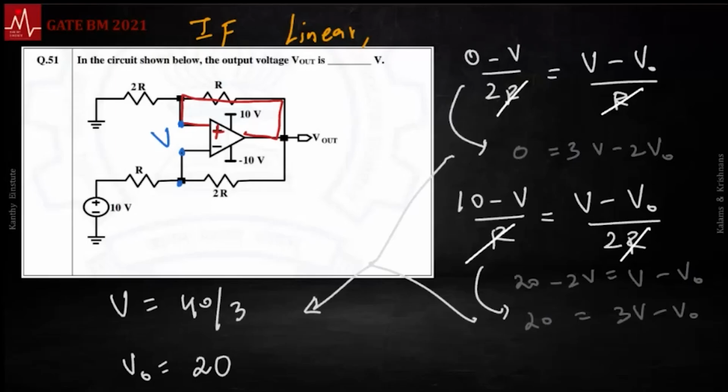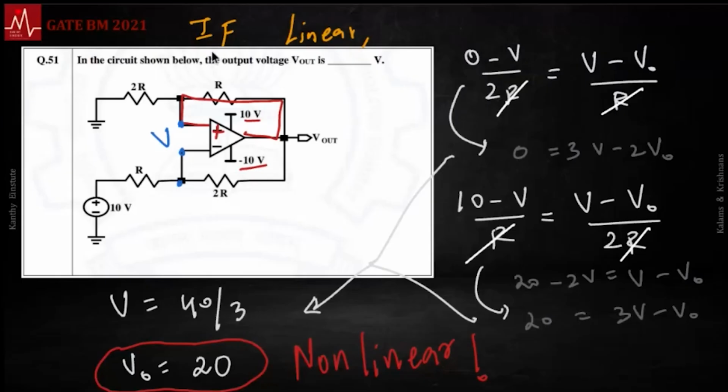So at this stage, I know it is 20. The saturating voltages are plus 10 and minus 10. It cannot be above plus 10, it cannot be below minus 10. It is at 20. This is non-linear. Rules don't apply. So, this is if linear, right? No, doesn't make sense. Presume linear, it says, hey, things are non-linear.